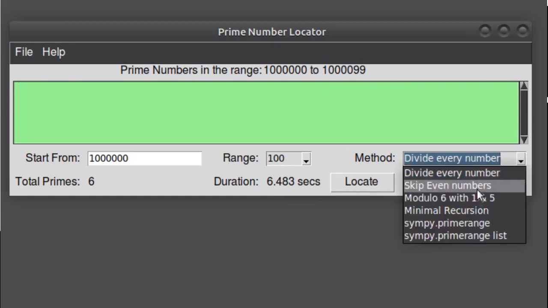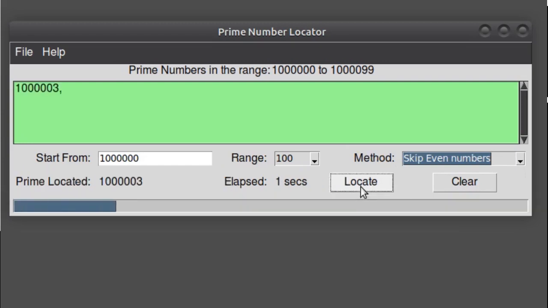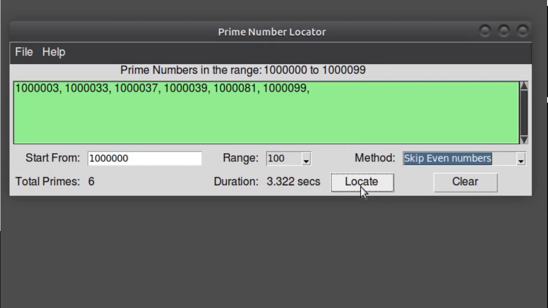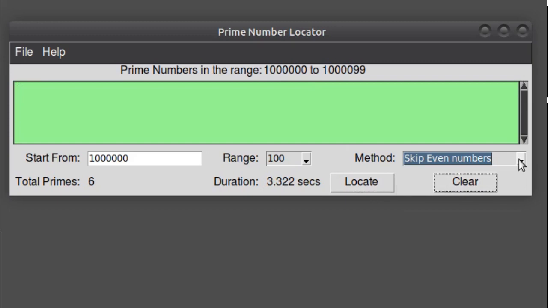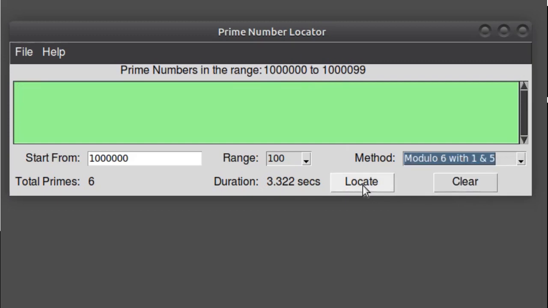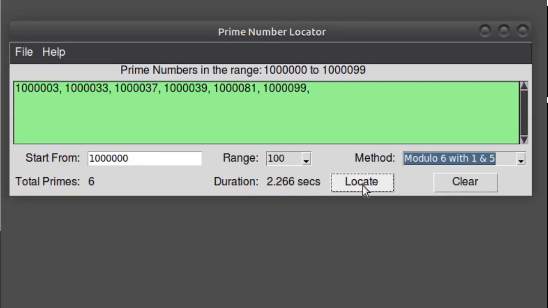This is where we're going to skip the even numbers only. And we go, okay, and it whizzes across a bit faster. And it does it in 3.1. Okay. And if we clear that again, and now I'll do the modulo 6. That should clear things out even faster. And down to 2.2.